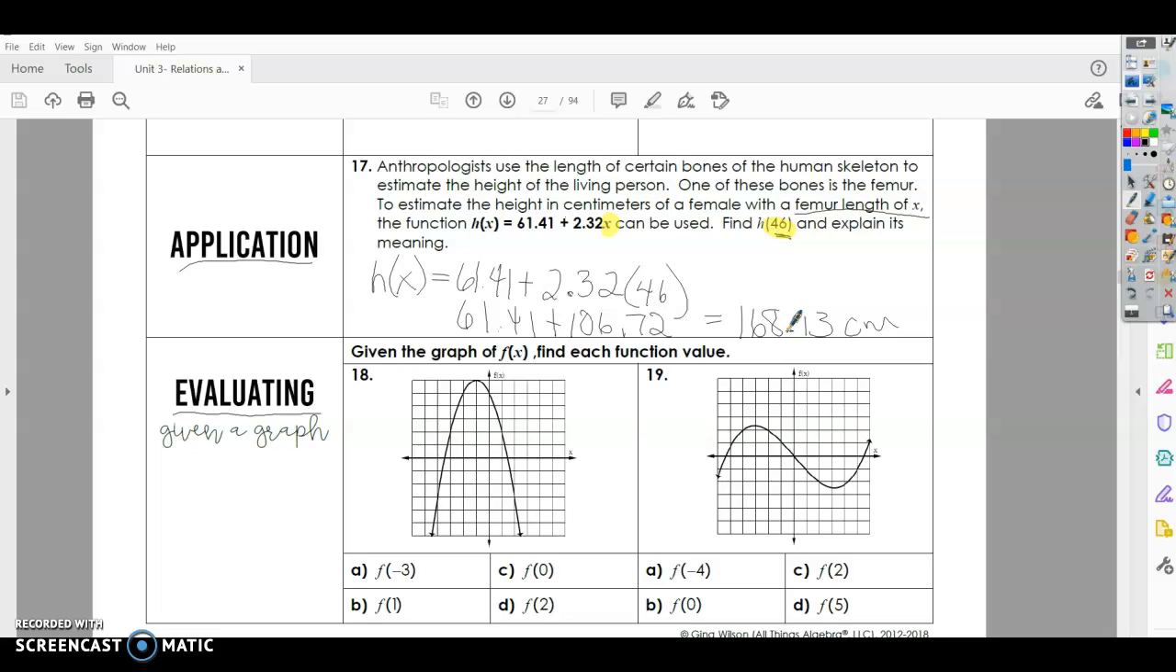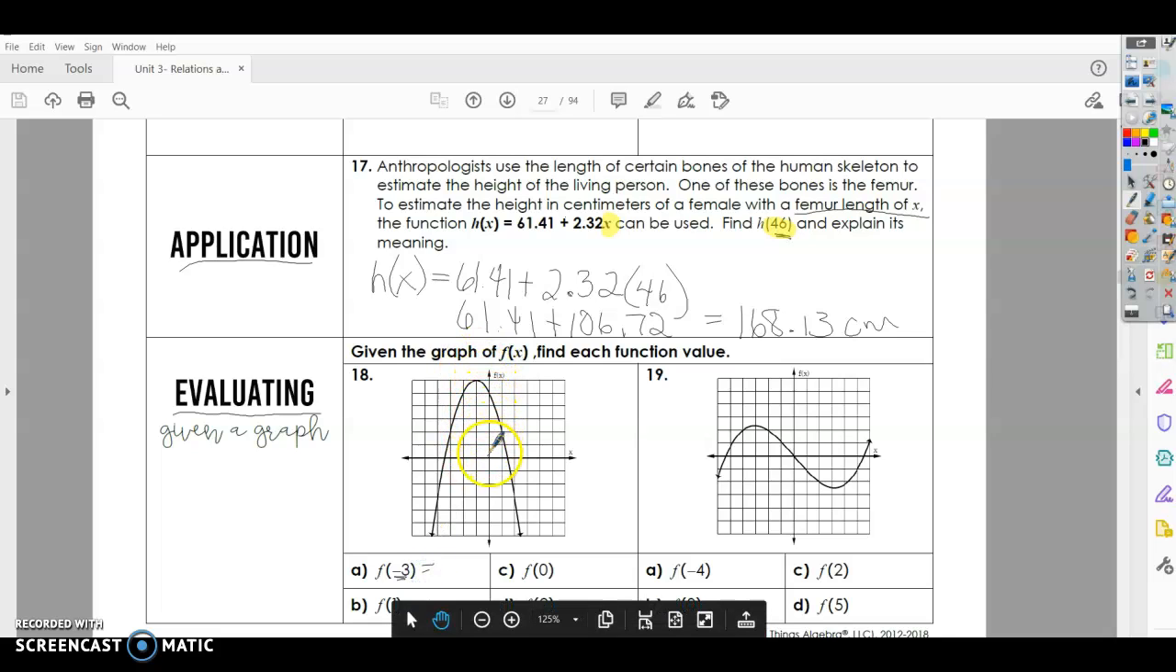All right, evaluating a given graph. Given the graph of f of x, find each function value. Again, we're given f of x. If this is our x, we need to find the y that goes with that. So we have a curved line here. Every point on this curve is an ordered pair. We need to find the ordered pair that goes with our x value of -3.